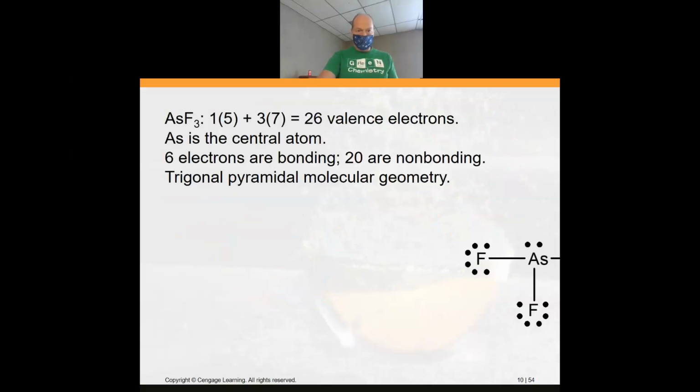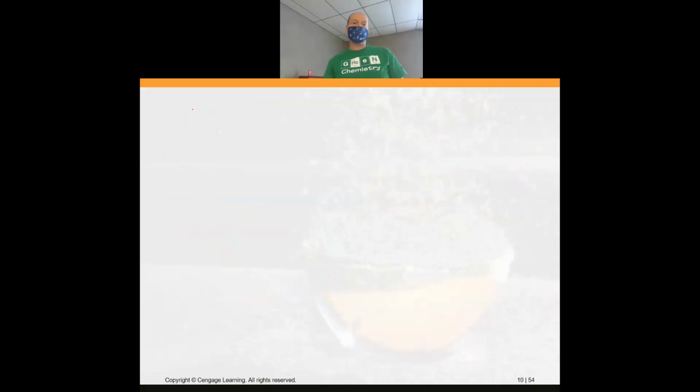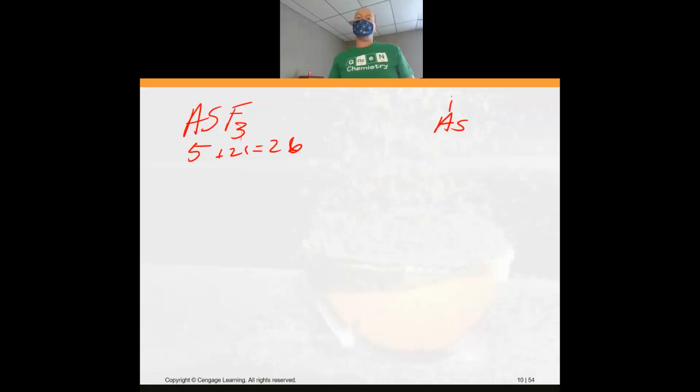All right, so we have AsF3. So As in column 5. And then we have F3, 7 times 3 is 21. We have 26 valence electrons. So we're going to have our As. We're going to bond it to 3 Fs. And we subtract 6. We have 20 electrons. That is the perfect number to give everything an octet.